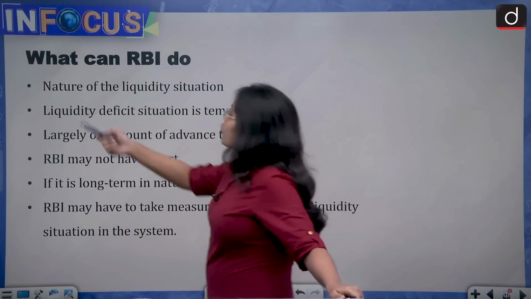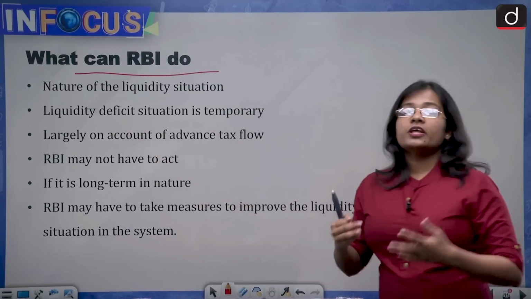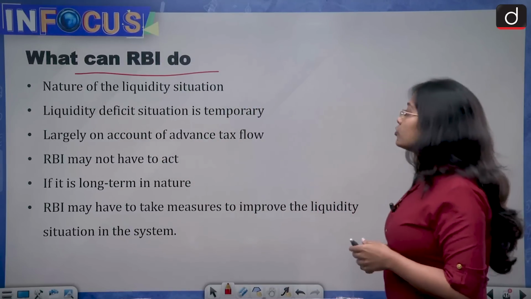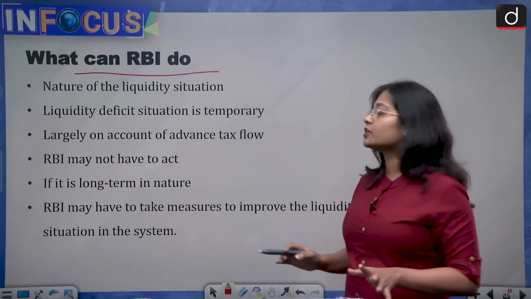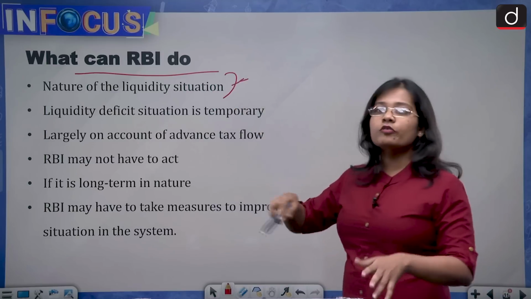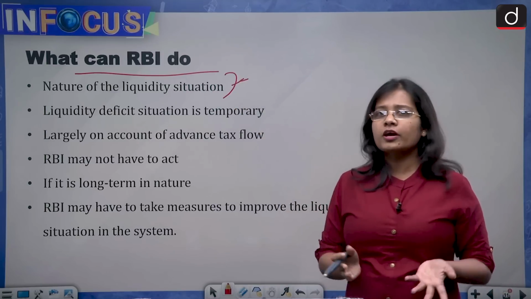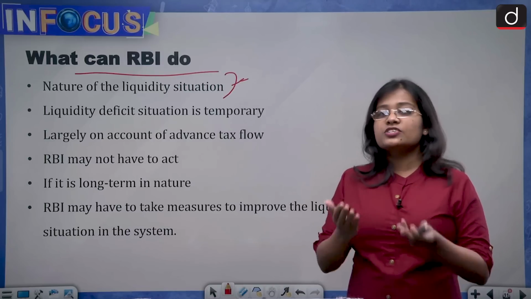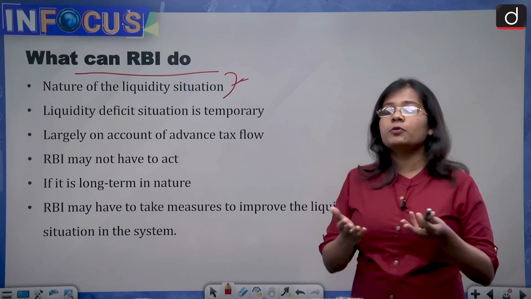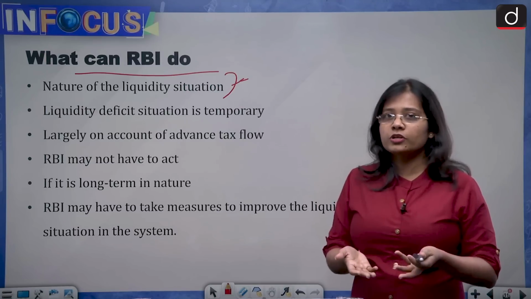Now let us understand what the RBI can do in a situation when there is a deficit. First, the RBI will have to see what the nature of the deficit is. If the nature of the deficit is temporary, then the RBI does not have to do anything because that will come back to normal. But if the nature of the deficit is not temporary and it is permanent, then the RBI will have to intervene in this situation.